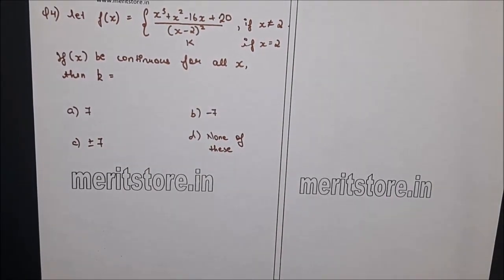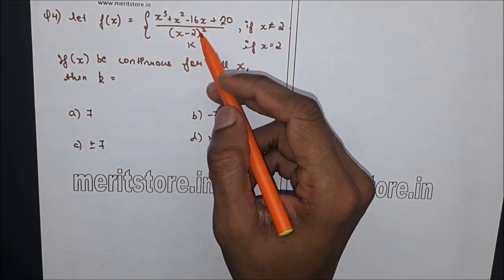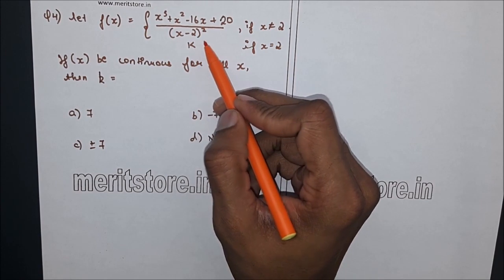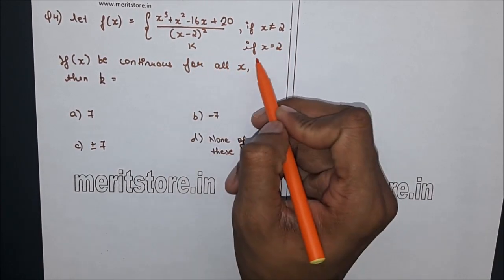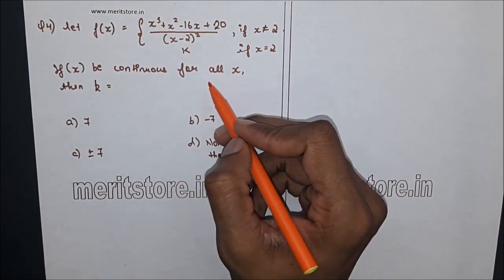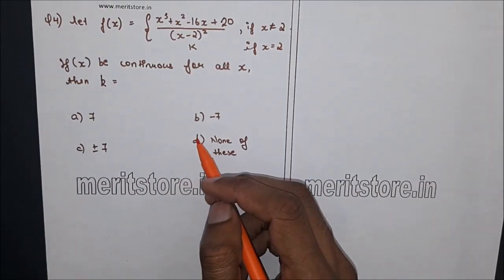Question 4. Let f(x) = (x³ + x² - 16x + 20) / (x - 2)² if x is not equal to 2, and k if x = 2. If f(x) is continuous for all x, then k is equal to, we are given four options.